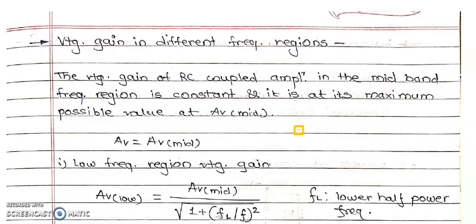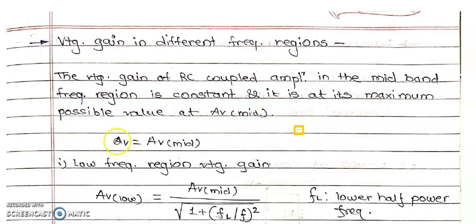Hello everyone. In this session we'll see the voltage gain in different frequency regions and the factors affecting the bandwidth of RC coupled amplifier. So the first point today is voltage gain in different frequency regions. The voltage gain of RC coupled amplifier in the mid band frequency region is constant. We have seen that, and it is at its maximum possible value, AV mid.